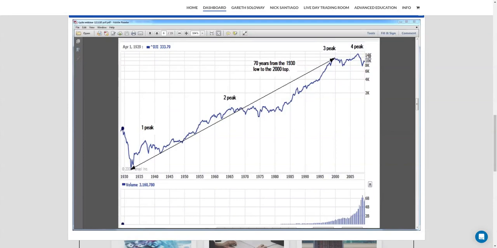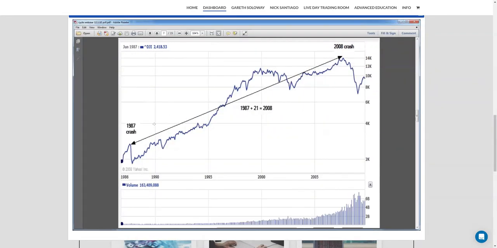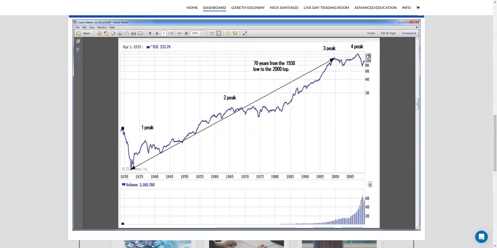Then we had 1932 as a stock market bottom. What happened in 2002? 70 years later, stock market bottom. Yeah, 2002, the market bottomed, right? Got the higher low in March 2003, and the rally started. Okay, very good. Let's go back for 1 minute.